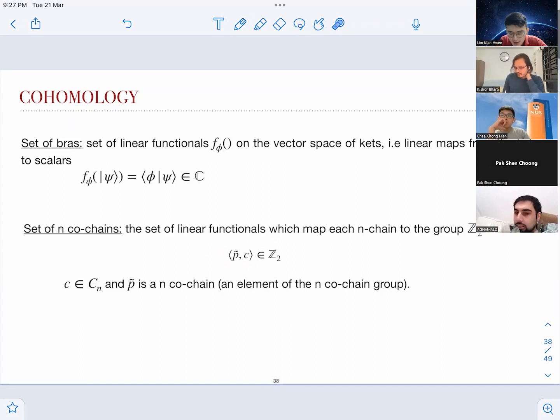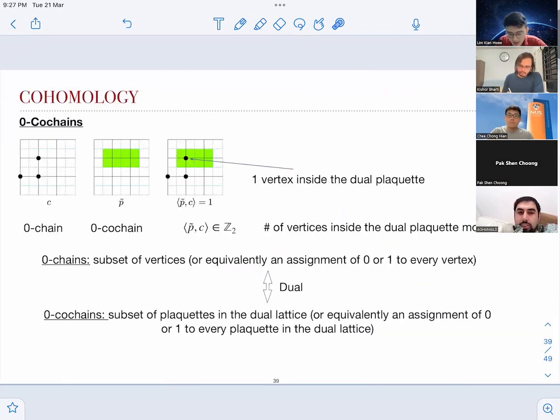It's very easy to understand what the P tilde is. So we have C, some n chain. So P tilde will be an n co-chain. And their inner product should give you basically an element from Z2. So it should give you 0 or 1. So let's look at the 0 co-chain.